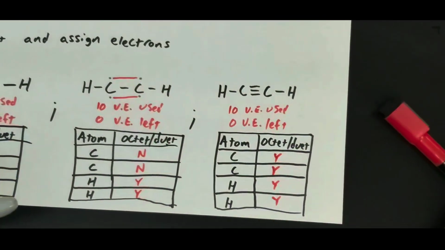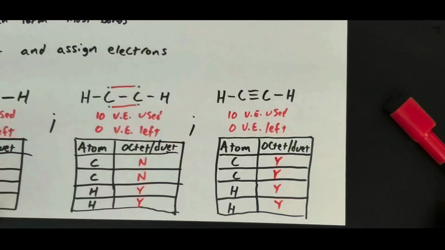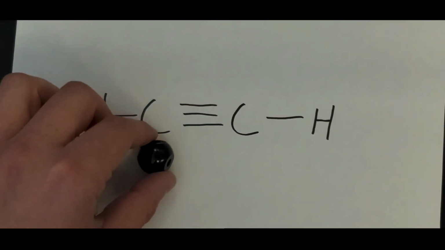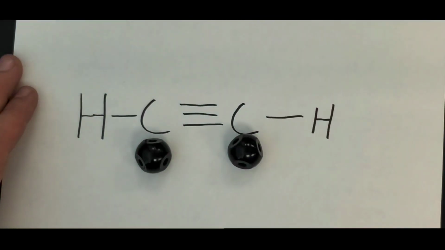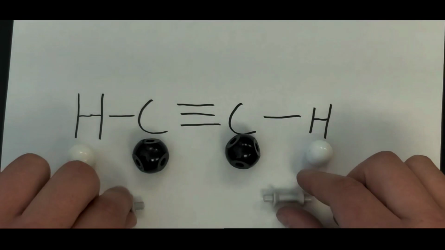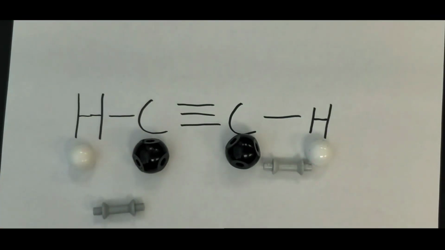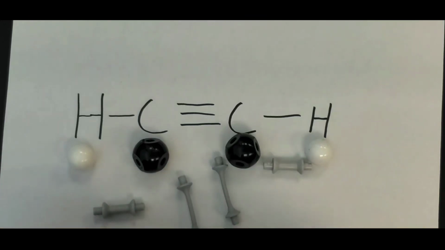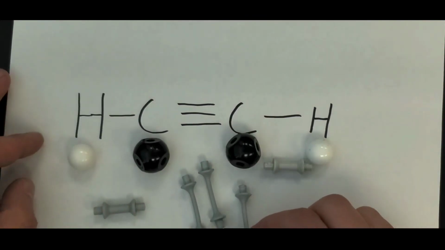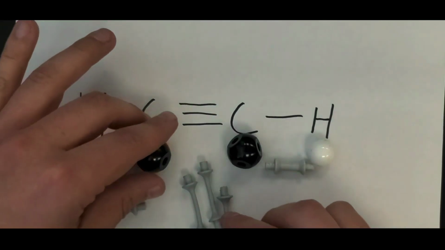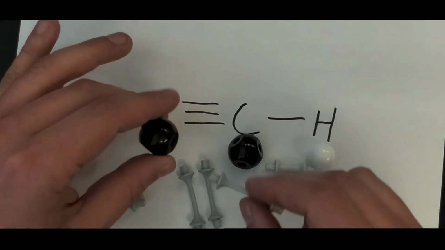Now we can try to get a model made of this. Okay, so we're going to put this model together. I have carbon, carbon, hydrogen, hydrogen, single bonds for each of the hydrogens, and this carbon here has a triple bond, so we're going to use 1, 2, 3 of these bendy sticks to get that put together.